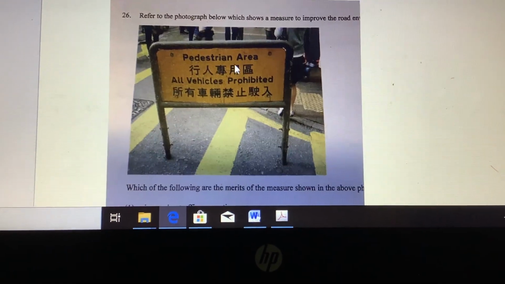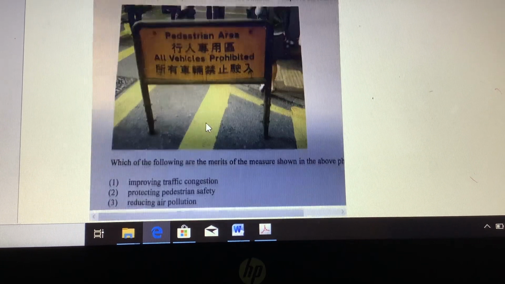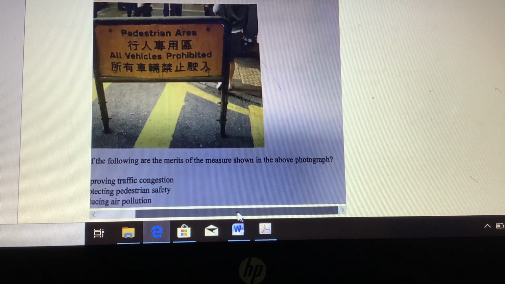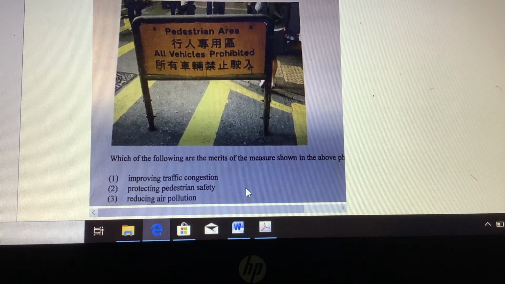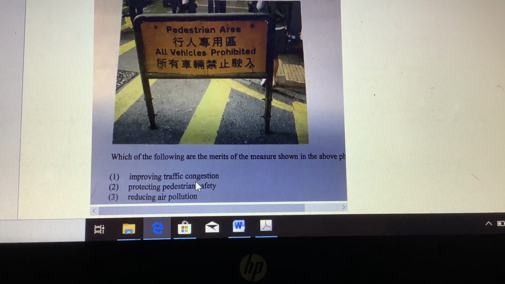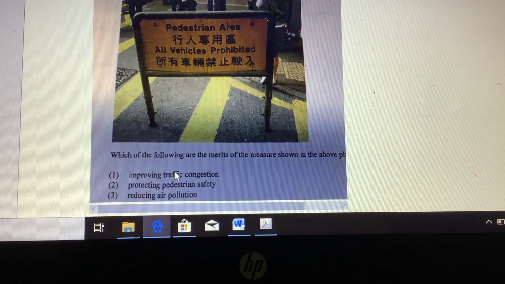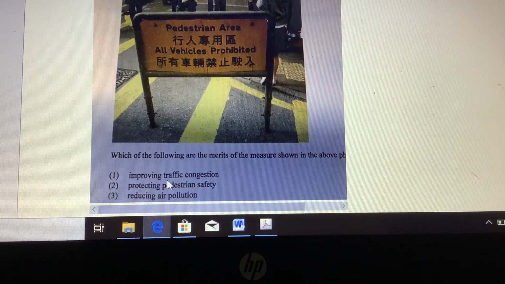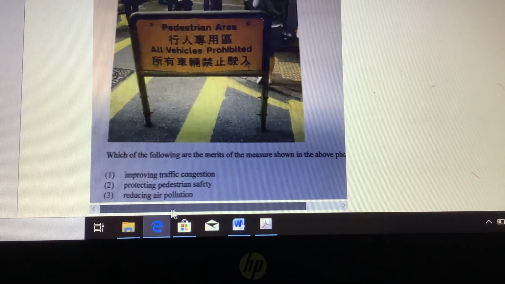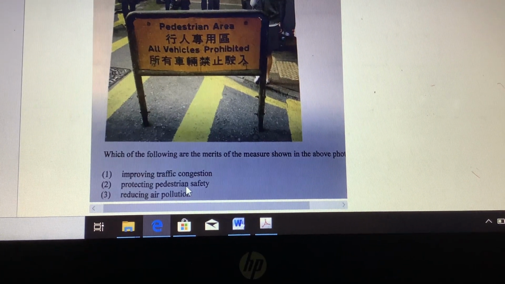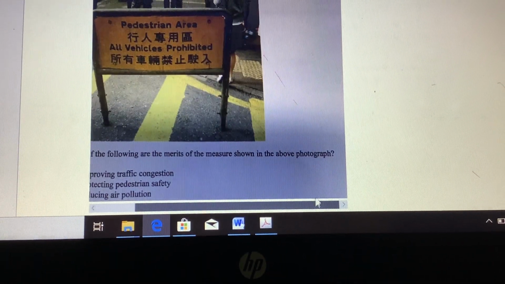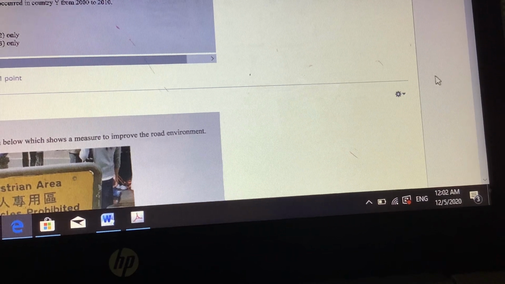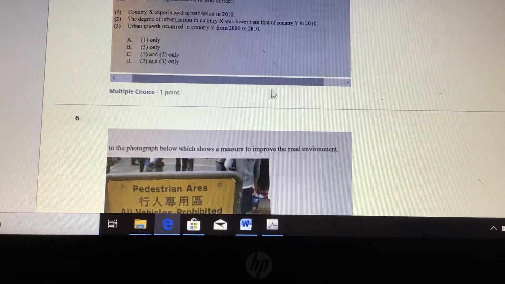Okay, next one. This one is about the pedestrian area. What are the merits of setting up a pedestrian area? Improving traffic congestion, is it the case? Let's think about it. Number 2, protecting pedestrian safety, isn't it the case? This one is quite sure. A pedestrian area is really for pedestrian safety. How about reducing air pollution? Is it the case? Let's check out the answer.